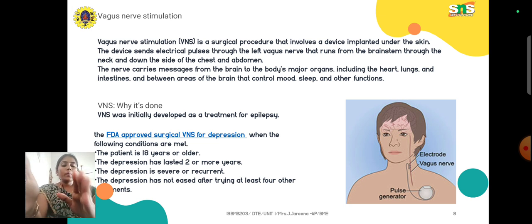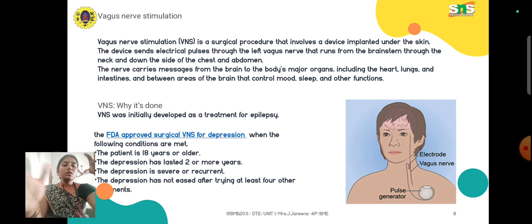But the main difference between the first two classifications and this type of stimulation is that this is an invasive method. Here we have to go with some surgical procedure to have this type of stimulation, whereas in ECT and rTMS everything is the non-invasive type. The whole setup will be placed outside of your head.